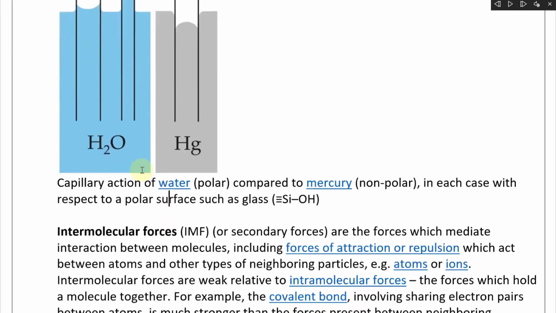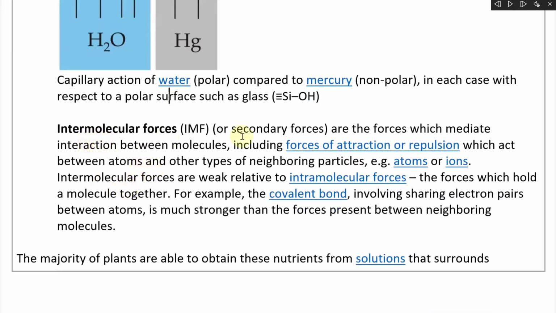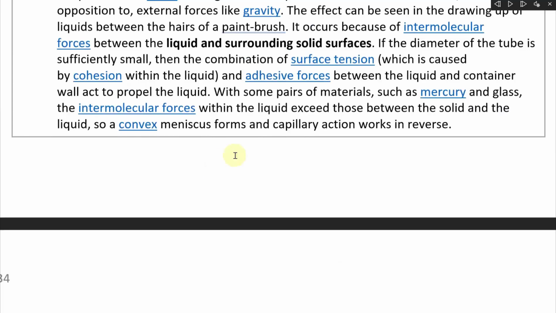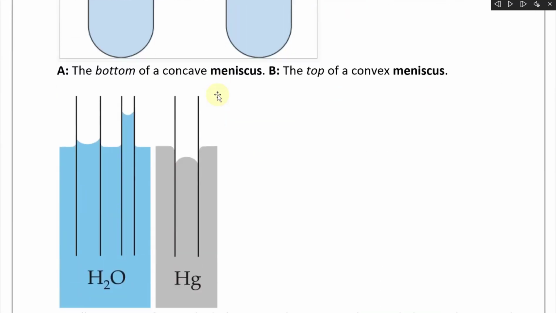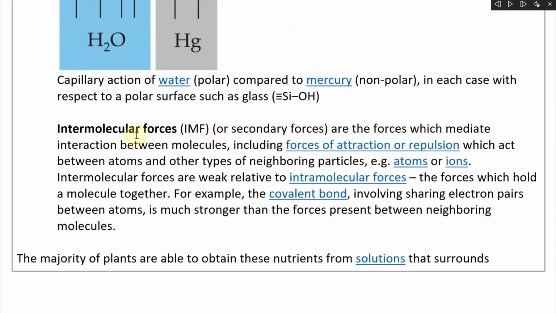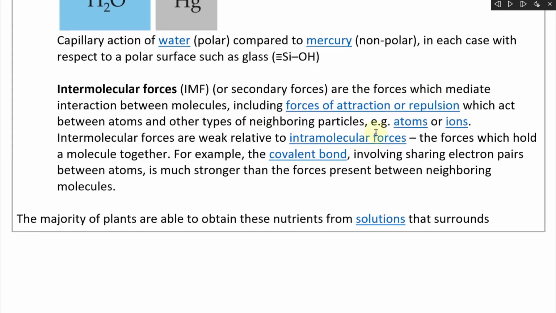All right, now that we've gone through that, let's talk about intermolecular forces. We talked about it here. It occurs because of intermolecular forces between the liquid and surrounding solid surfaces. As you note, intermolecular forces, or IMF, or secondary forces, are the forces which mediate interaction between molecules, including forces of attraction or repulsion, which act between atoms and other types of neighboring particles, e.g.